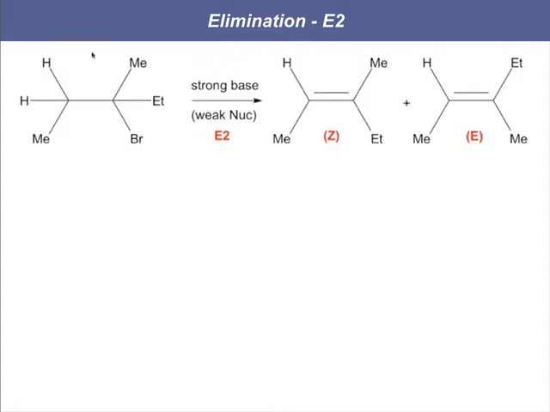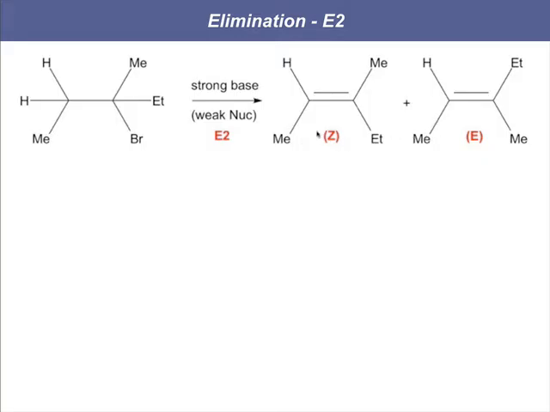The base grabs one of these adjacent hydrogens, and you'll notice that in the product, we have lost our bromine, we've lost our leaving group, we've also lost one of our hydrogens, and we've only got one hydrogen left. We make that double bond between the two carbons. The carbon that bore the bromine and the carbon that bore the hydrogen now share a double bond, and we can get Z or E geometries.